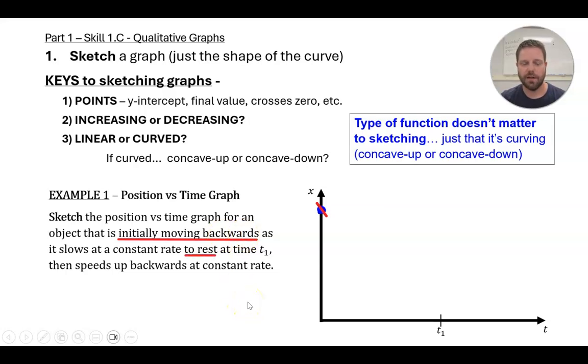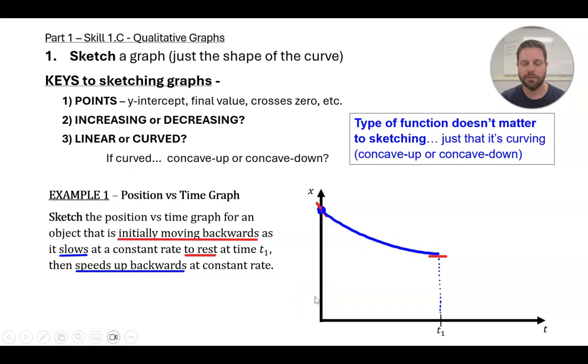So it's going to slow at a constant rate to rest. Now I know when it's at t1, it's going to be at rest, which means it's going to have to be flat momentarily. Doesn't matter how high up the axis. I could have made it a little bit lower here, but I want to give myself room for the second part. So I just made it flat right here. And we know since it's slowing down that it should be getting less steep. Again, steepness is speed. So that would mean that we have a curve that is going to be concave up, getting less steep as we go.